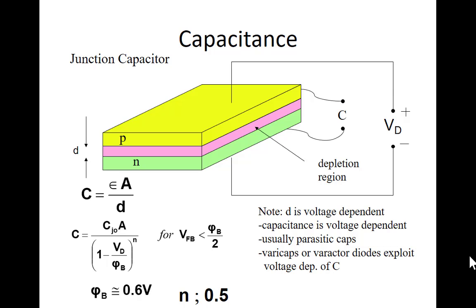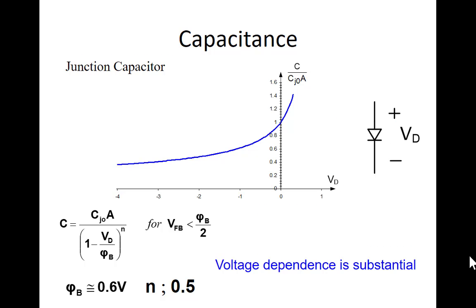Let's plot that voltage of the varactor diode. So if you plot the voltage here, it looks something like this blue curve. This is not a sketch, this is a plot. And what we see is that when we change the voltage from 0 volts to minus 4 volts across it, we change the capacitance by about a factor of 2.